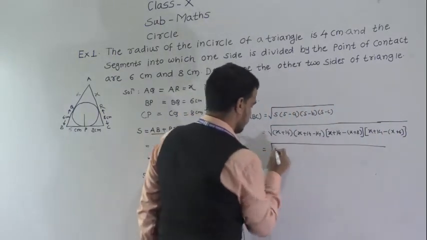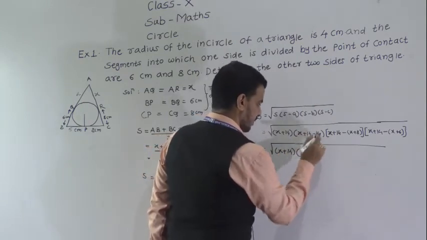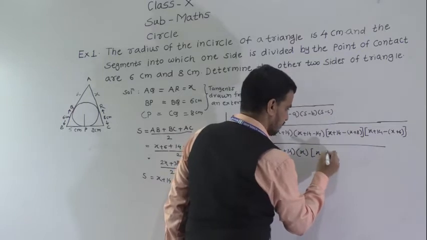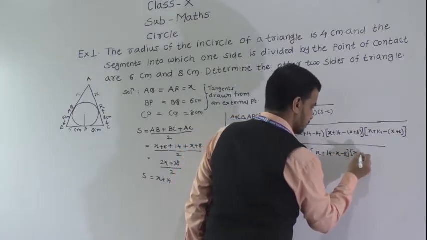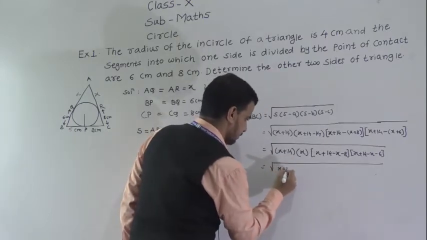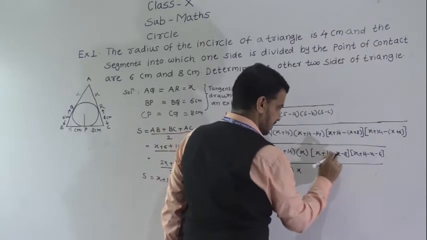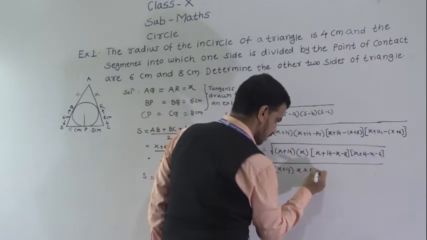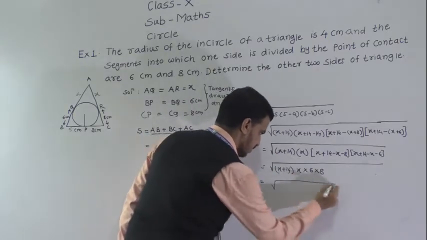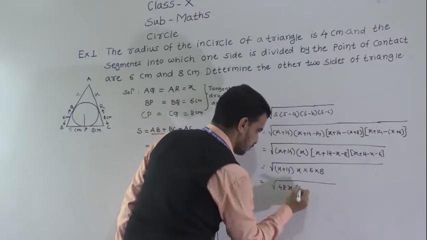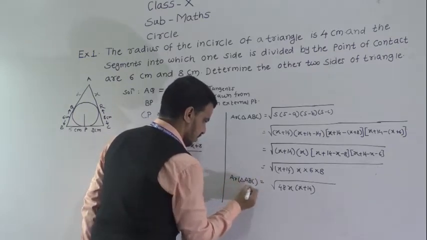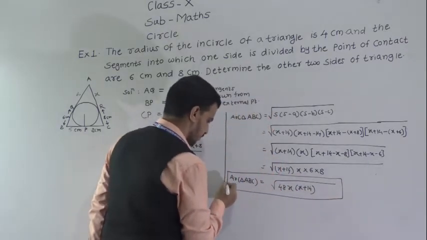Now if we simplify, x plus 14 minus 14 gets cancelled, so x remains. Then x plus 14 minus x minus 8, and x plus 14 minus x minus 6. So we have (x plus 14) into x, then x minus x cancels, 14 minus 8 is 6, so multiply by 6, and 14 minus 6 is 8. 6 eights are 48. So we get the square root of 48x into (x plus 14). This is the area of triangle ABC. We call this equation number 1.